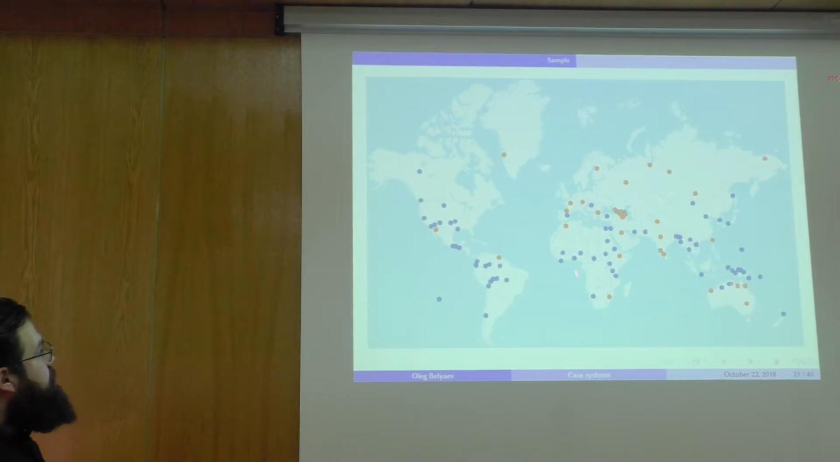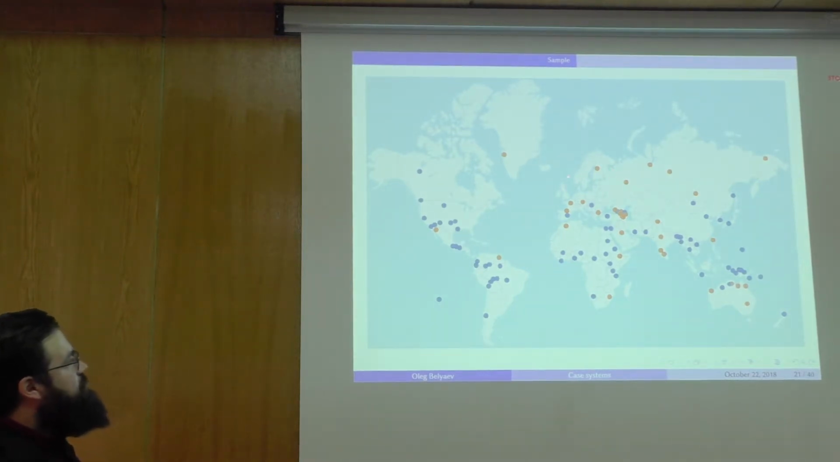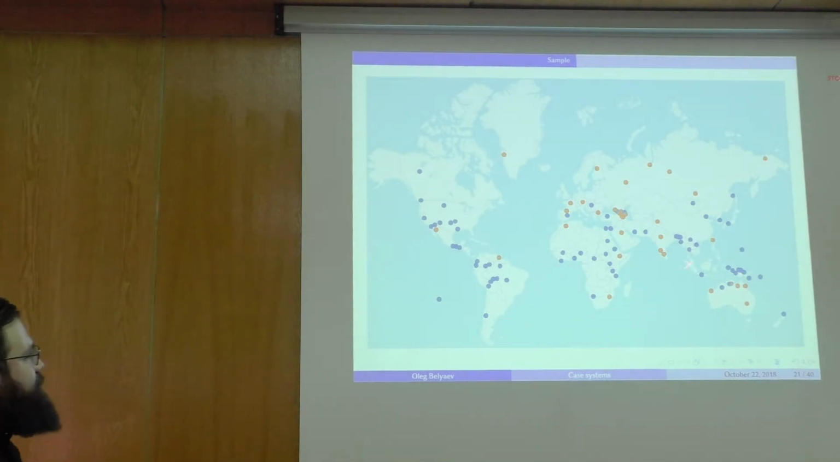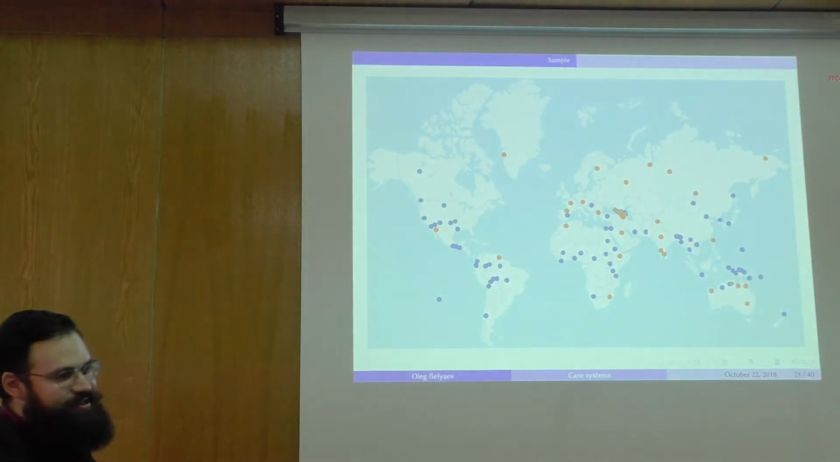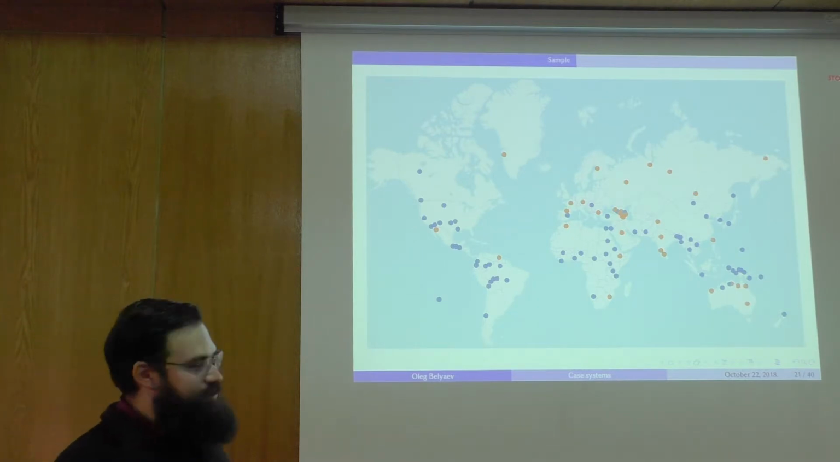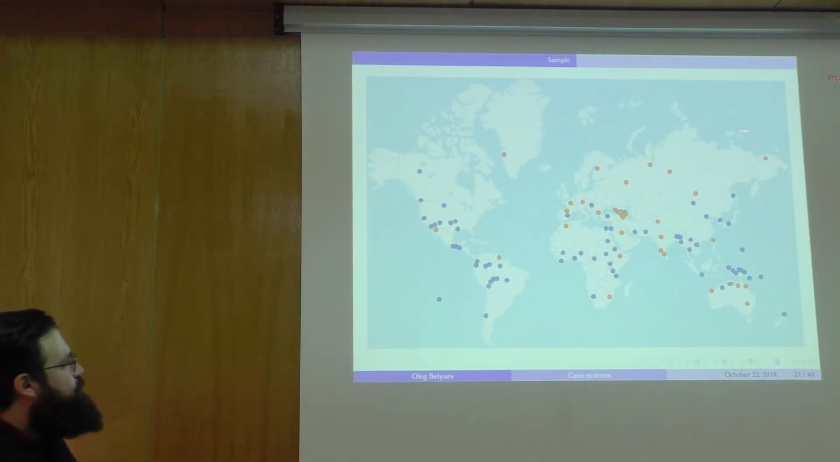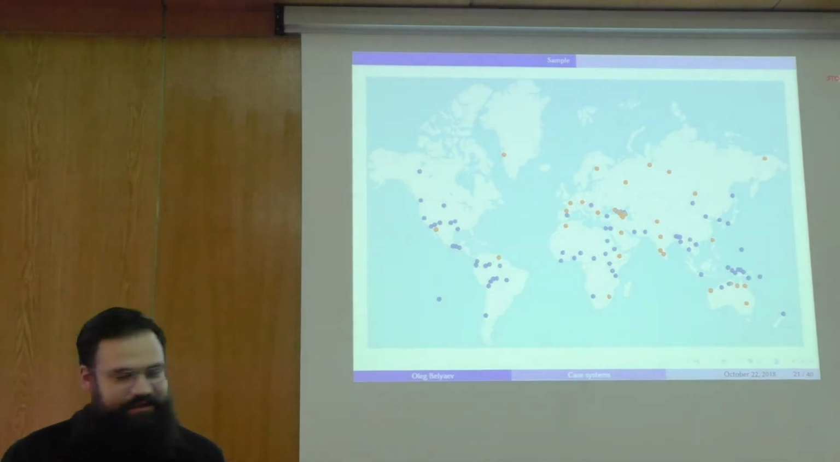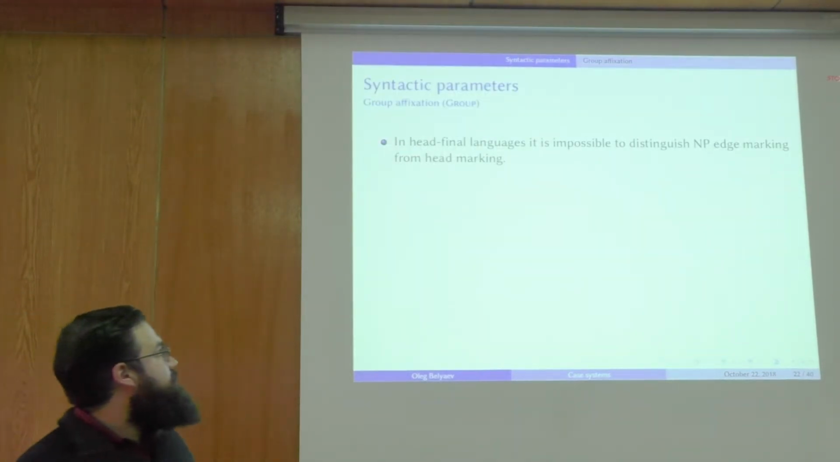So here, the orange dots are languages in my sample which have case according to Beard's criterion, which have M case, and the blue dots are those which do not. As we see here, case seems to be areally distributed. In Eurasia it's very frequent, in the Caucasus of course, in South Asia, in Australia, but in other areas of the world it's more in isolated pockets of case markers.